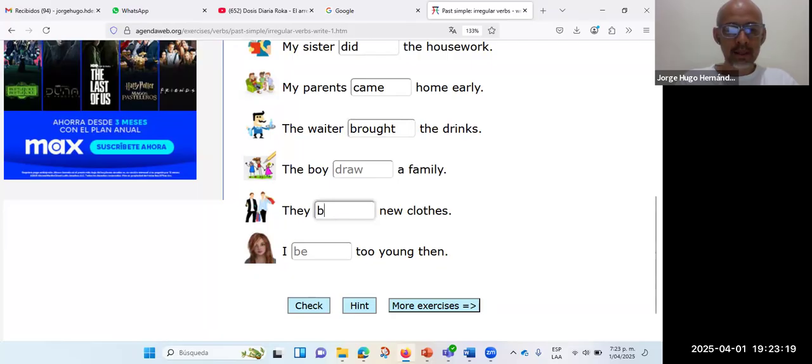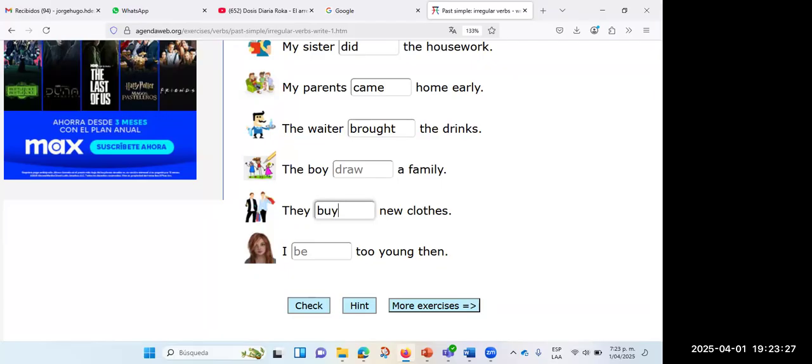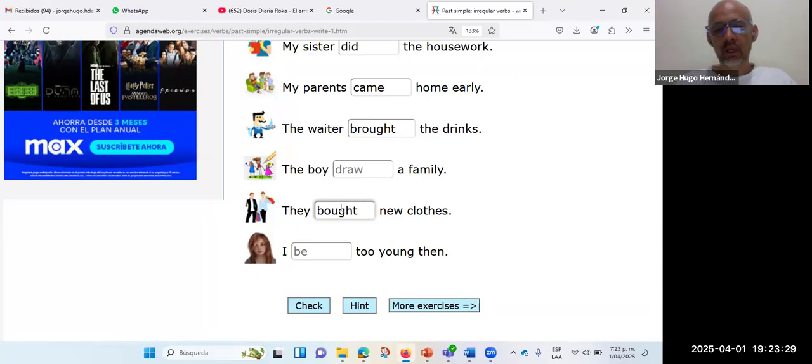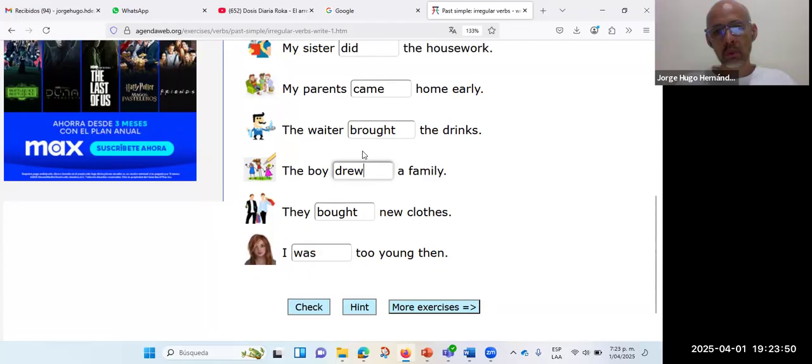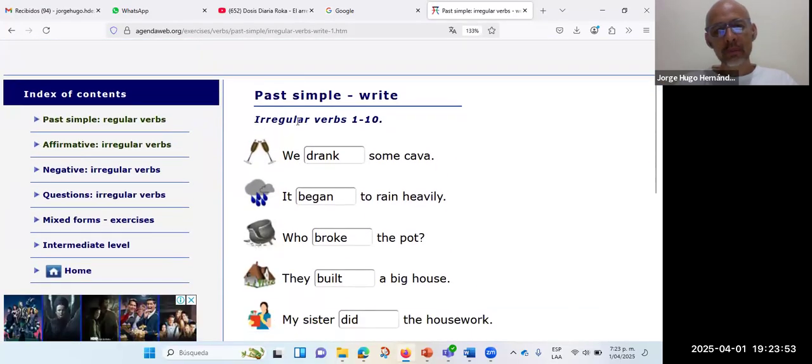Or this one, buy. What is the past of buy? Bought. Bought, yes. Look at the difference. Buy, present, bought, past. And this one, the verb to be in past. What is the verb to be in past? Okay, was or were. In this case, I was. And the last one, draw, becomes drew. Drew.